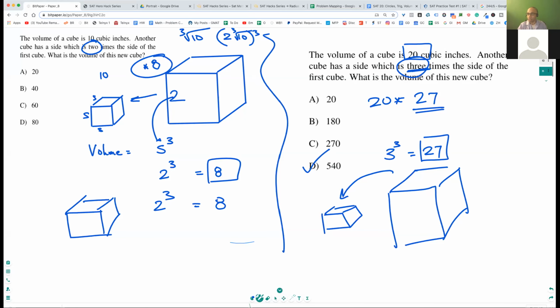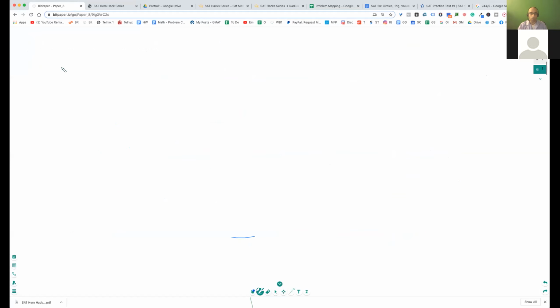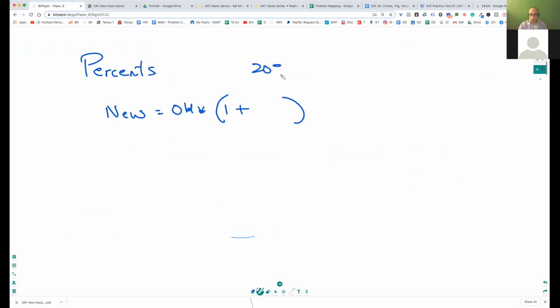Okay, so let's recap what we've done, guys. We did this percents problem. Percent is super important. Remember, new is equal to old times 1 plus the percent. If it's 20%, just convert it to a decimal. That's going to be important.